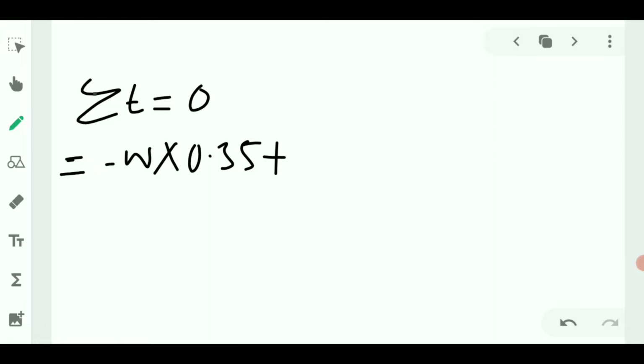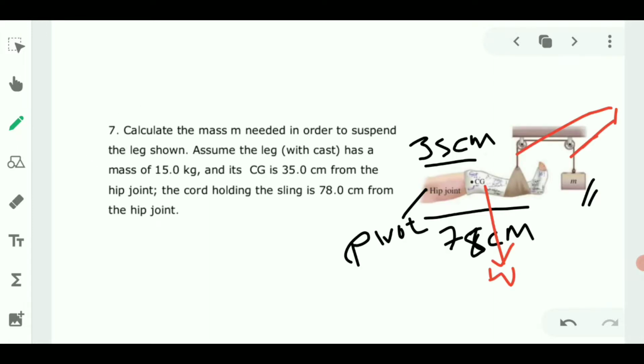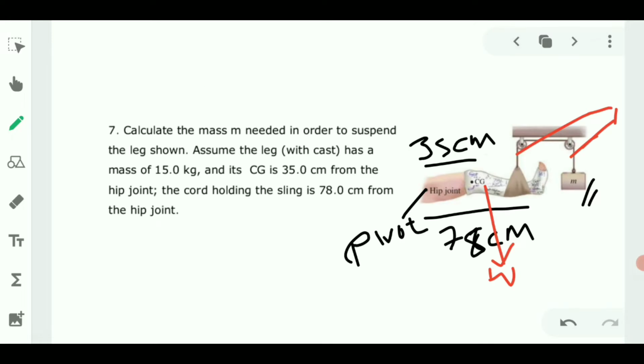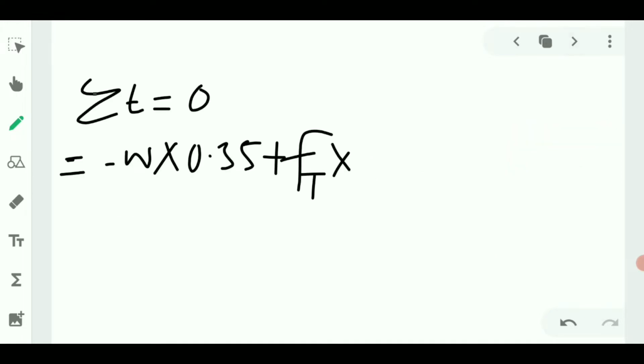I said the tension in these two cords should be the same, so we'll just solve for one because they will be equal to each other, so that they can help support the leg to suspend. So we have the force T, the tension, multiplied by the distance from the pivot, which is our hip joint. There's a distance of 78 centimeters.